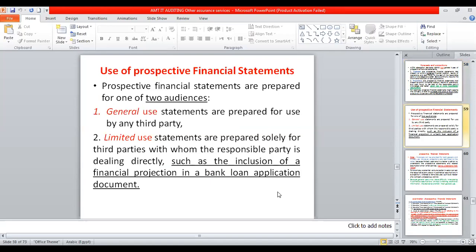Prospective financial statements may be provided to all stakeholders as general use, or the company may provide prospective financial statements to limited users, for limited use.